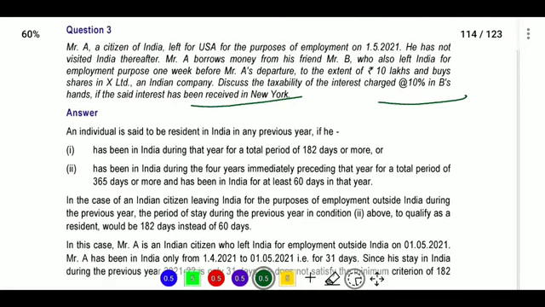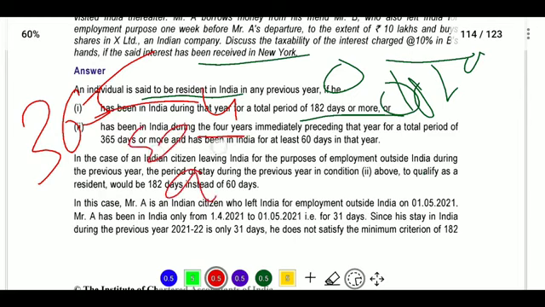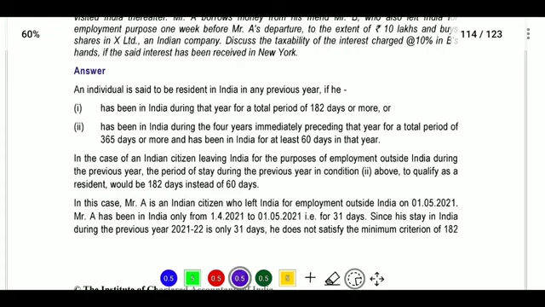See, an individual is said to be resident in India in any previous year if he has been in India during the previous year for a total period of 182 days or more. When he is in India 182 days or more, he will be treated as resident in India, or if he has been in India during the 4 years immediately preceding the year for a total period of 365 days and at least 60 days in that year. So we must satisfy either 182 days or more, or the next one: out of the 4 years he must stay 365 days and at least 60 days in that previous year. If we satisfy any one condition, he will be treated as a resident.